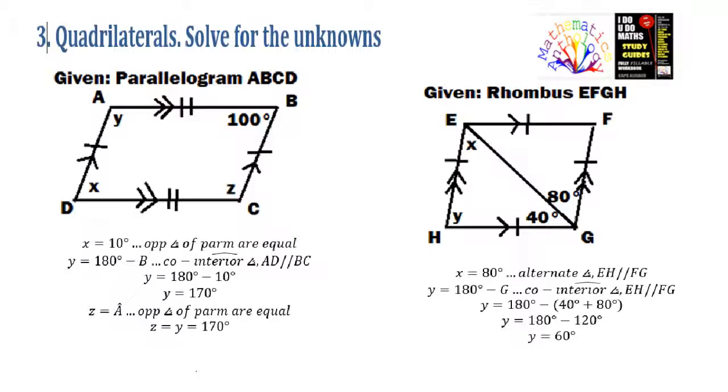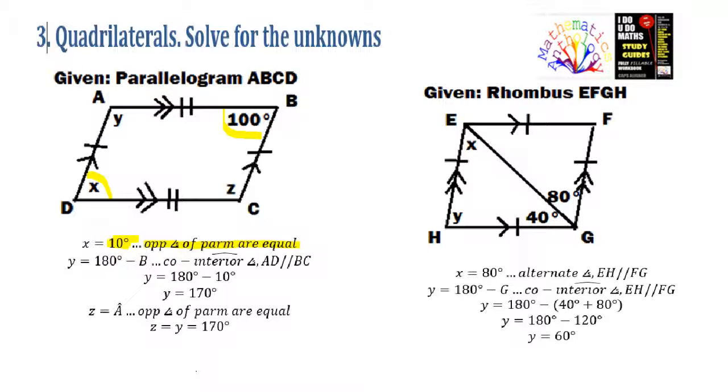If we're looking at quadrilaterals, we're given parallelogram ABCD. We need to solve for the unknowns here. So x, let's start with x. x will equal 100 because I know that in a parallelogram, the opposite angles of a parallelogram are equal to each other. So x is equal to 100. This should be 100 here.